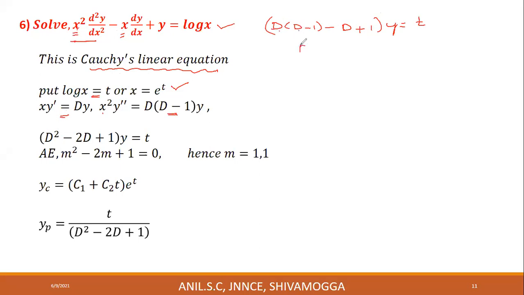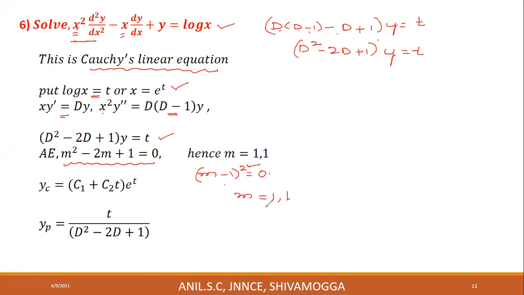Therefore, d into d is d square. D into minus 1, minus d. Minus d is minus 2d plus 1, into y is equal to t. D square minus 2d plus 1 into y is equal to t. And its auxiliary equation is m square minus 2m plus 1 is equal to 0. That can be written as m minus 1 whole square is equal to 0. Therefore, m minus 1 is equal to 0 implies m is equal to 1 and it is repeated 2 times.